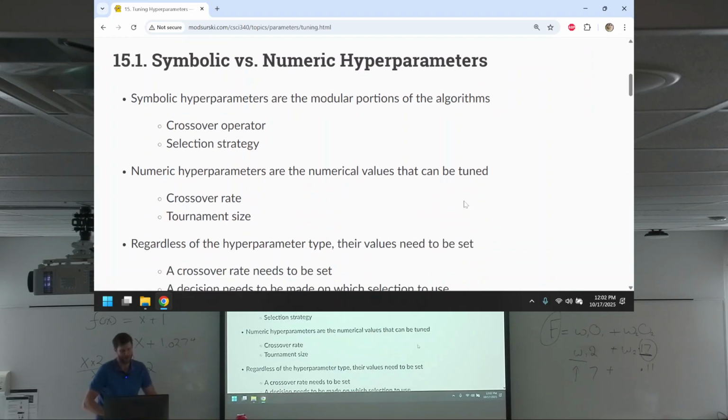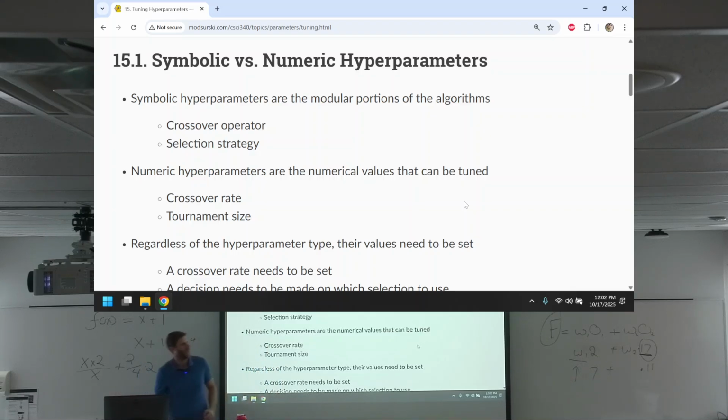So symbolic versus numeric hyperparameters, we talked about this before. What are the symbolic hyperparameters? Those are things like what's your crossover? What's your selection? Okay? And then the numerical hyperparameters are going to be like, well, what's the crossover rate? What's the tournament size? Right?